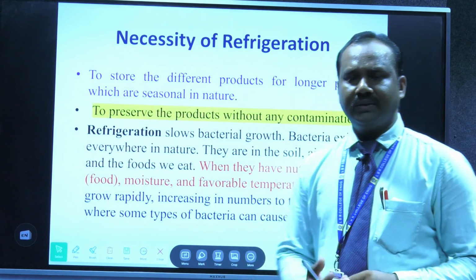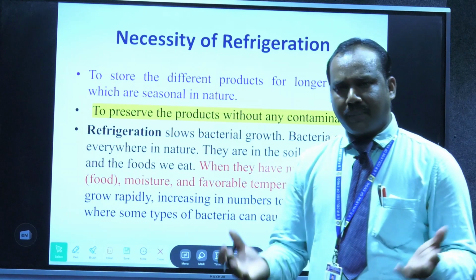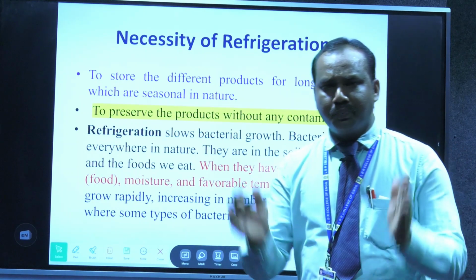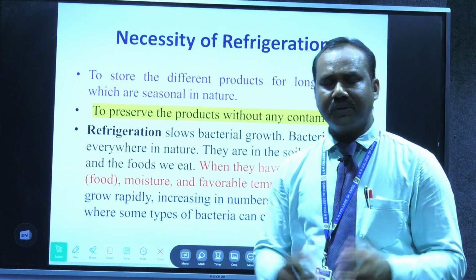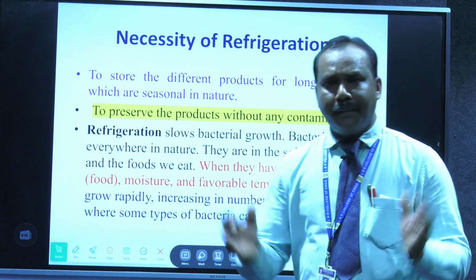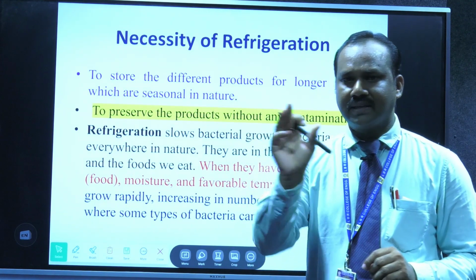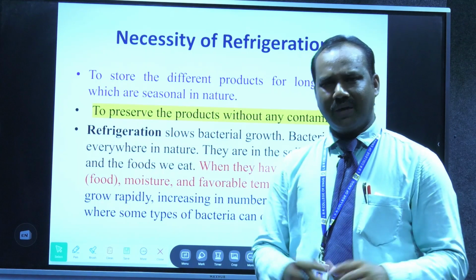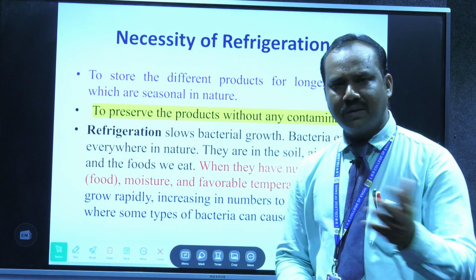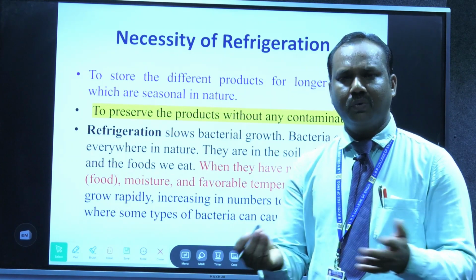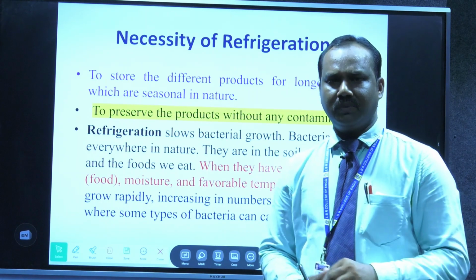So what is the need of refrigeration? The primary need of refrigeration is to preserve perishable products for a longer period. Preserve means storage. Perishable means easily spoiled. If the life of the product is small, it is considered a perishable product. We have any number of examples of perishable products. All the fruits, vegetables, non-veg food items like seafood, fish, meat, chicken, all these are perishable.